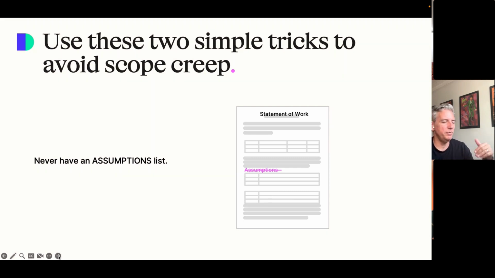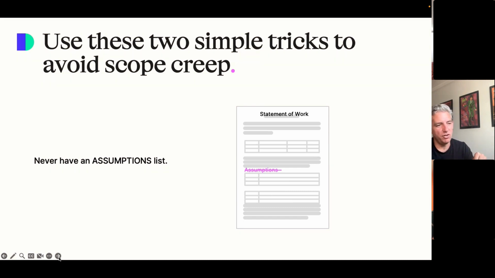We assume the data is available. We assume that the teams will be free. We assume the laptops will be on time. These assumptions should be turned into customer or supplier dependencies, and therefore they can be mapped against the work. Assumptions that aren't mapped against deliverables or dependencies mean that you are exposing yourself to scope creep, because assumptions are either not met or unclear.